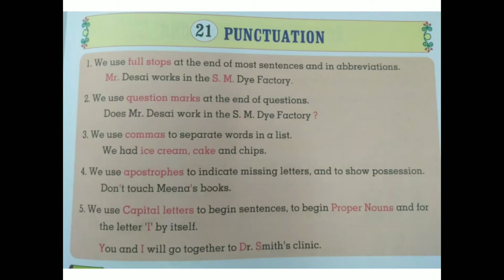Now let's see what is a punctuation. We use full stops at the end of most sentences and in abbreviations. For example, Mr. Desai works in the SM dye factory. Here you can see the abbreviation Mr. is used. There we are using the full stop, and at the end of any meaningful sentence we use the full stop to show the complete sentence.